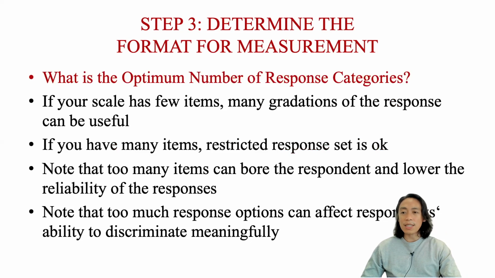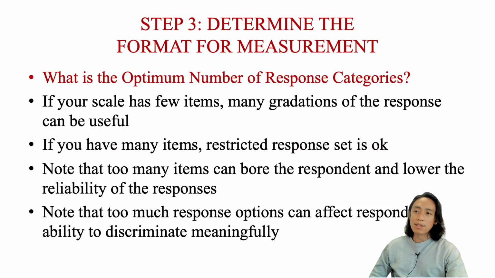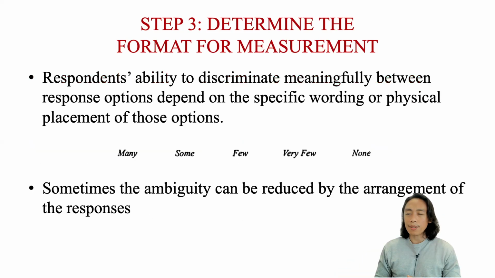Another thing to consider is that having too many response options can affect the respondent's ability to discriminate meaningfully. Sometimes, if there are many options, it's quite difficult to meaningfully discriminate one response from another. So it says here, the respondent's ability to discriminate meaningfully between the response options depends on the specific wording or the physical placement of the options.